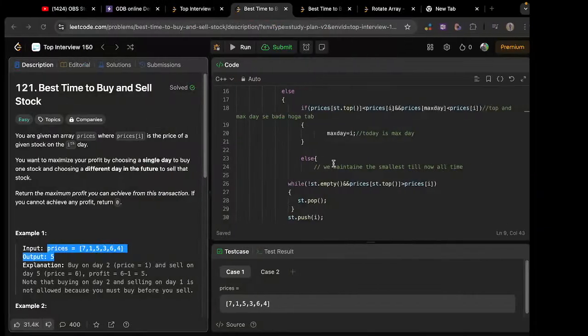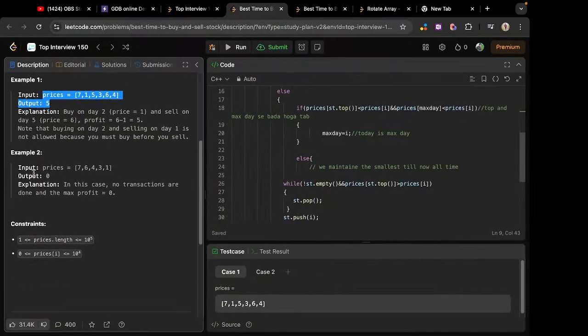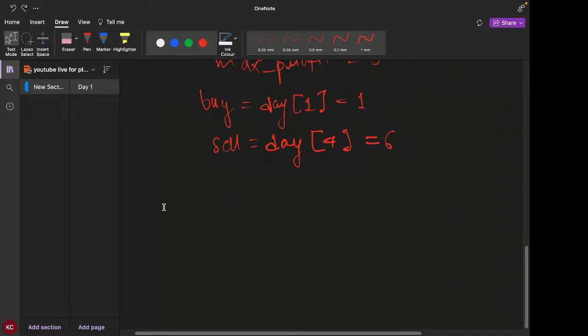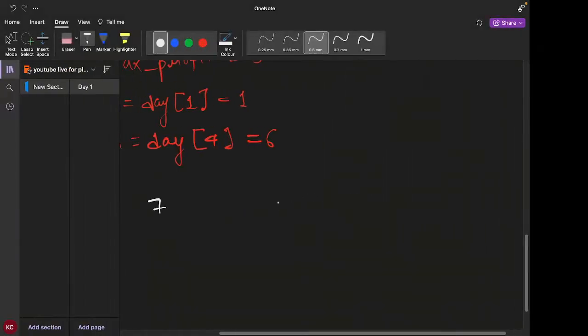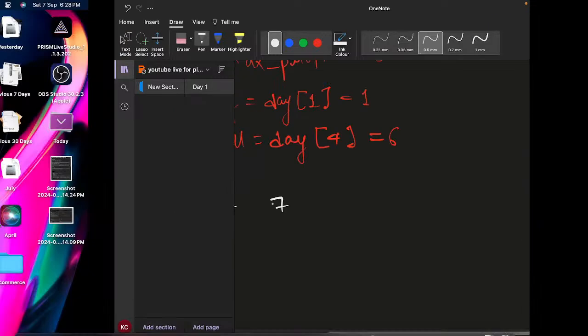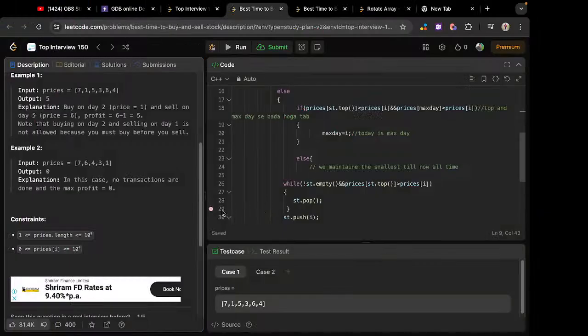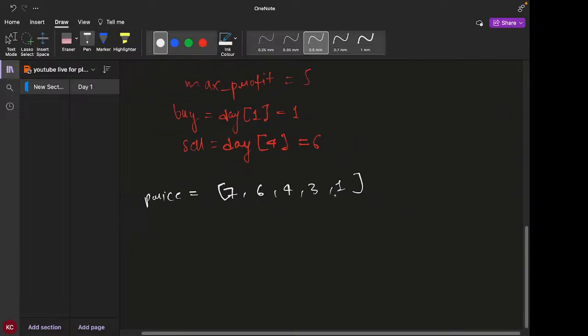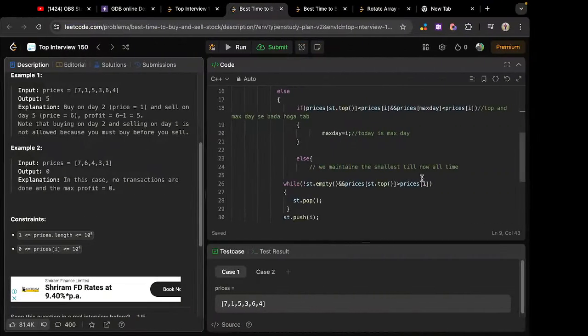Let's take another example. If I took this price array 7 6 4 3 1, the price is equal to 7 6 4 3 1, and its output should be 0. Let me check why.